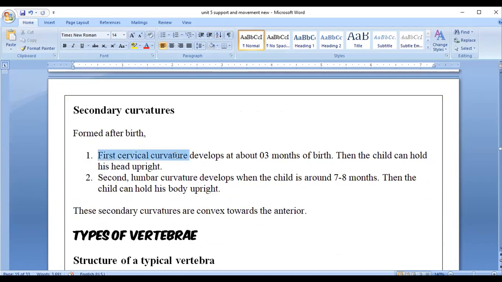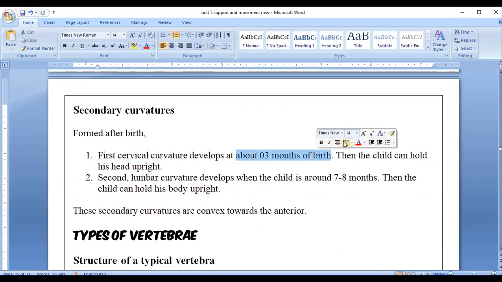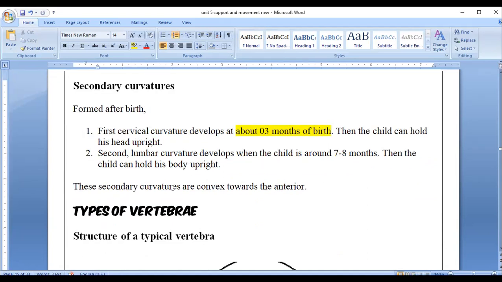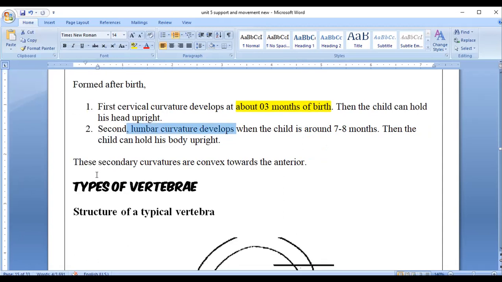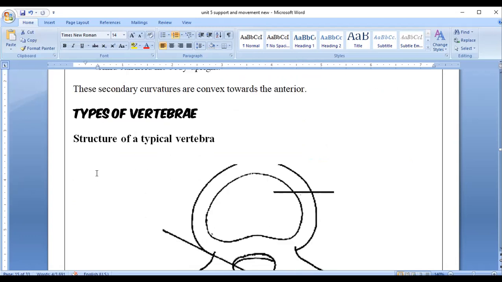Okay, first what appears is the cervical curvature. That is the first secondary curve, which appears about 3 months after birth. The child will be holding its head upright. Second, at nearly 7 to 8 months, the child will develop the lumbar curvature that helps the child to stand upright. Then it can walk. Clear?